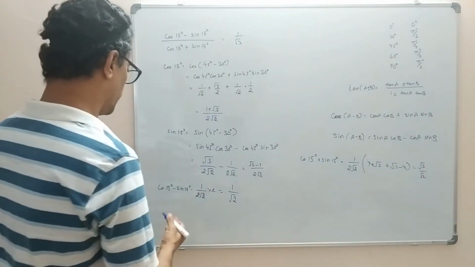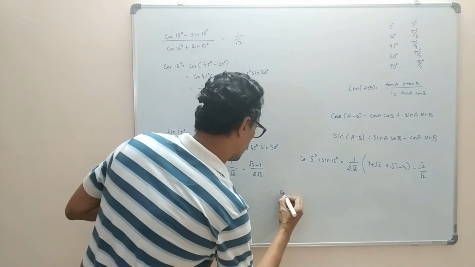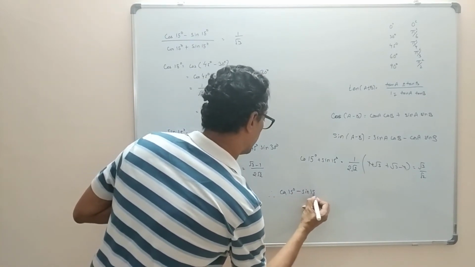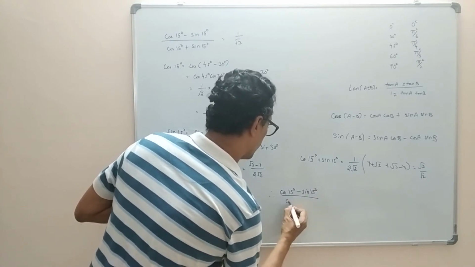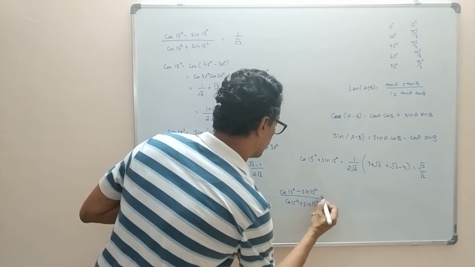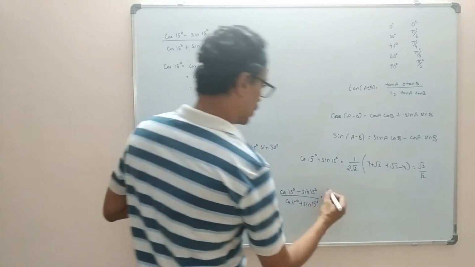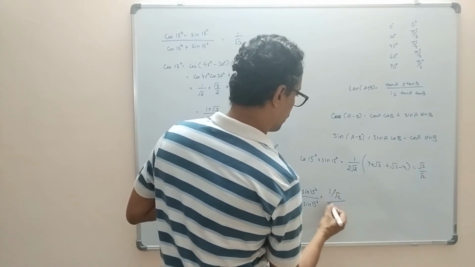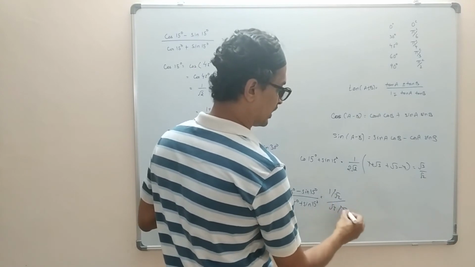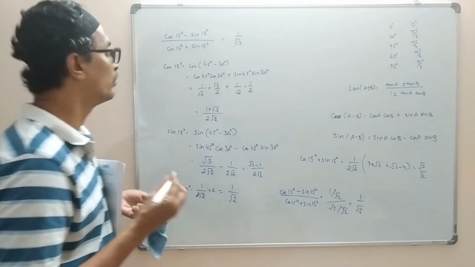So let us take the ratio. Therefore cos 15 degree minus sine 15 degree divided by cos 15 degree plus sine 15 degree will be equal to how much? 1 by root of 2 divided by root of 3 by root of 2. When you take the reciprocal of it, this cancels out. It will be 1 by root of 3. Hence proved.